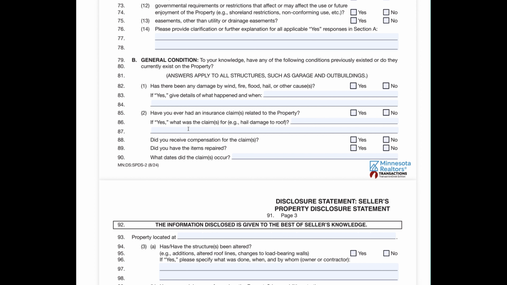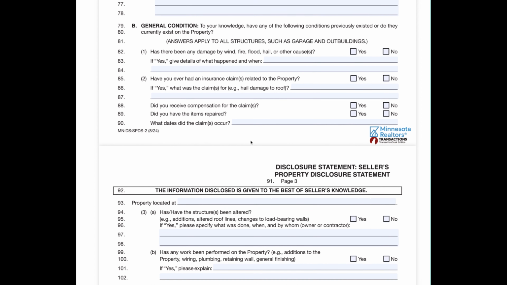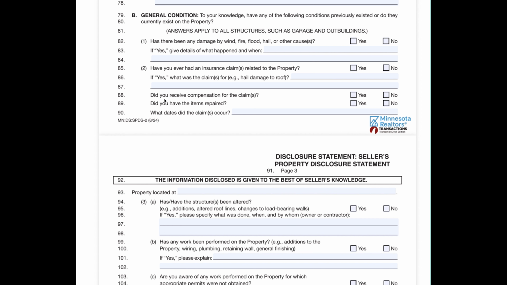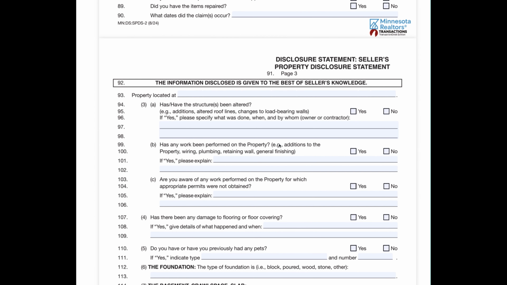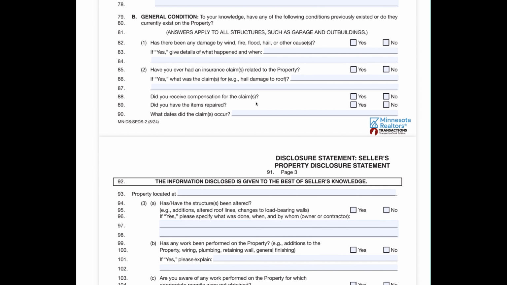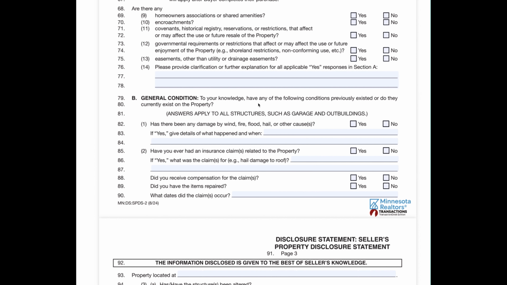Have you had an insurance claim? Did you receive compensation? Did you repair the items? These are really great answers for the buyer to have before they even put an offer on the property, right? Because as you're getting to these points in the disclosure, you're realizing, hey, there's maybe some holes here, right? Anyways, moving on.